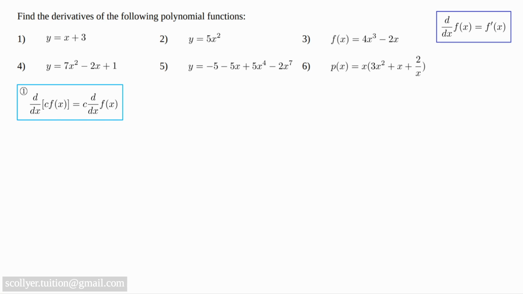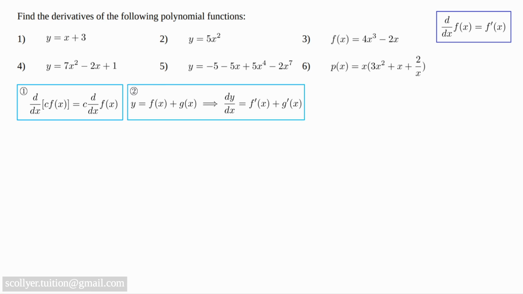1. That if c is a constant, then the derivative of c times f of x is c times the derivative of f of x, i.e. that we can pull a constant out of a derivative. 2. That the derivative of f of x plus g of x is the derivative of f of x plus the derivative of g of x.